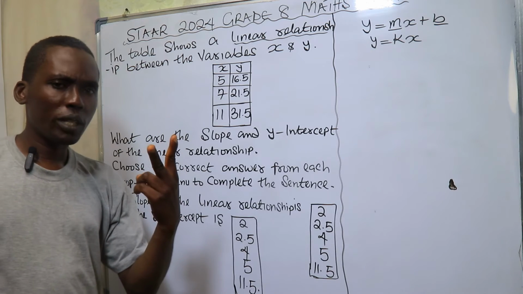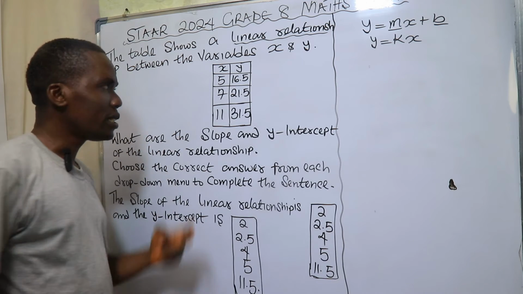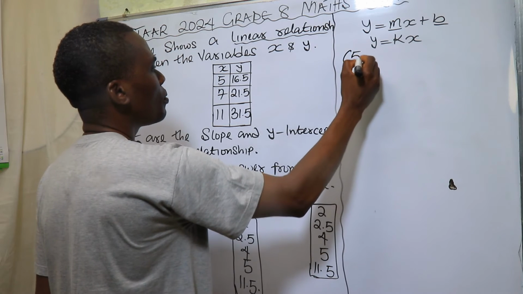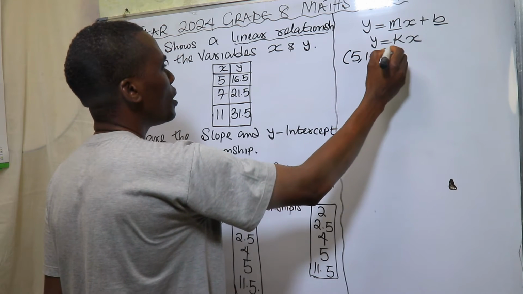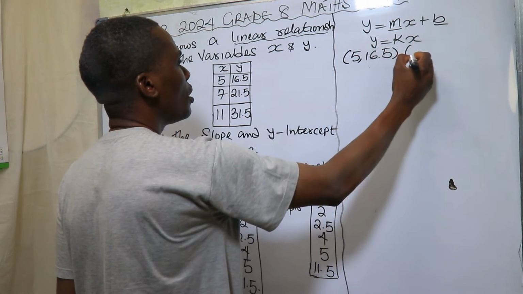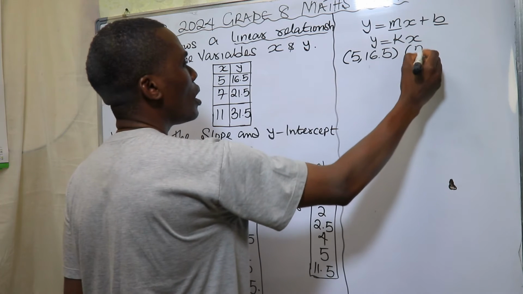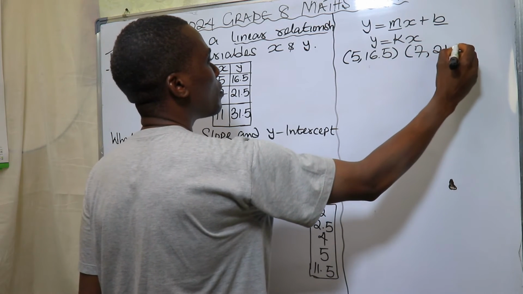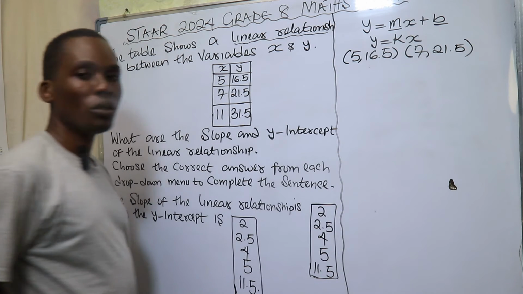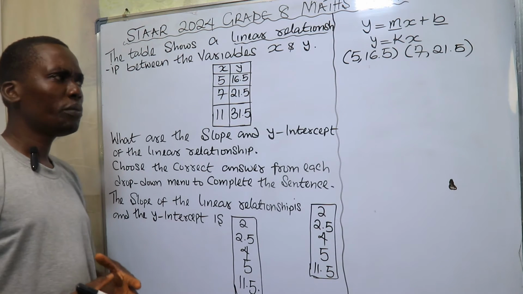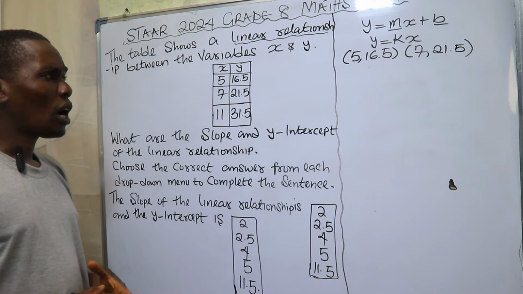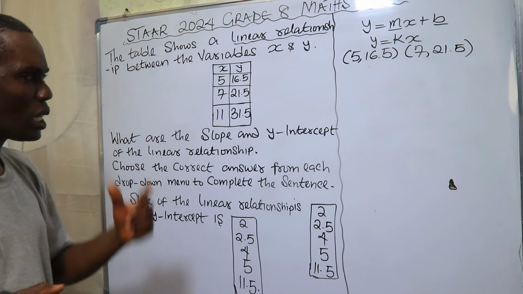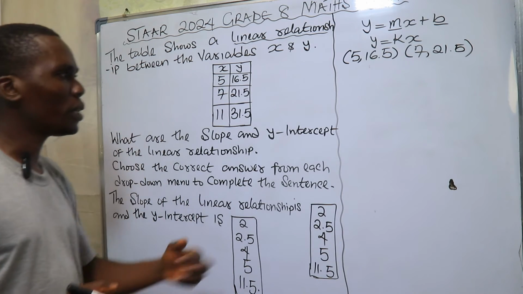We can use two methods. I'm going to analyze that. From this expression, we have 5, 16.5 as our first coordinate, while we have 7, 21.5 as our second coordinate. So how do we bring this together? Now, I'm going to use two methods. I want you to use the other method and tell me what your result is going to be.